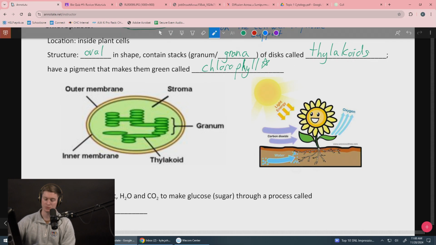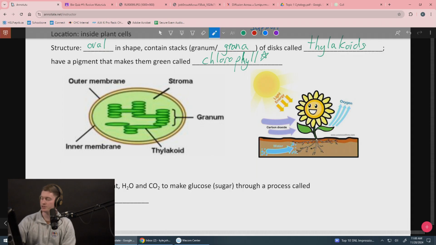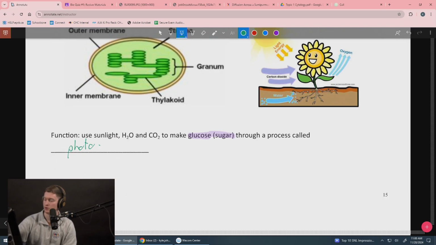Their function, this is really important. They're going to use water and carbon dioxide to make glucose, to make sugar, through a process called photosynthesis. Oh, that's behind my face. Photosynthesis.